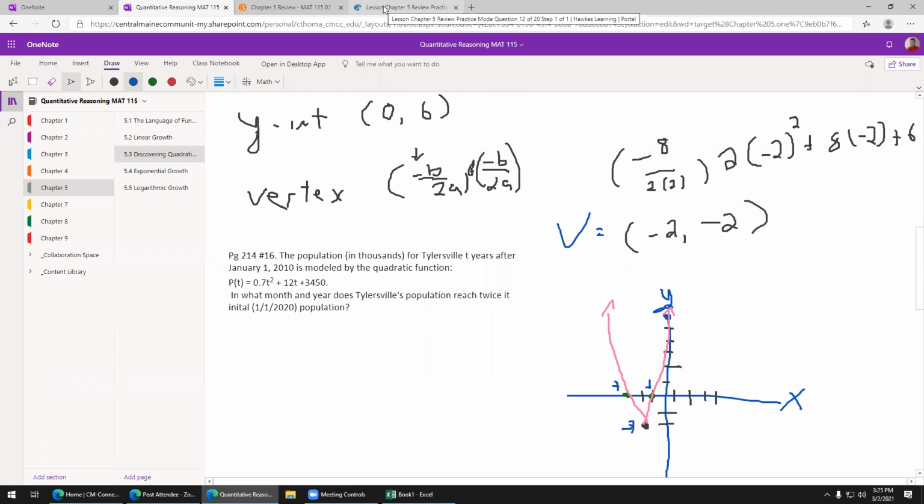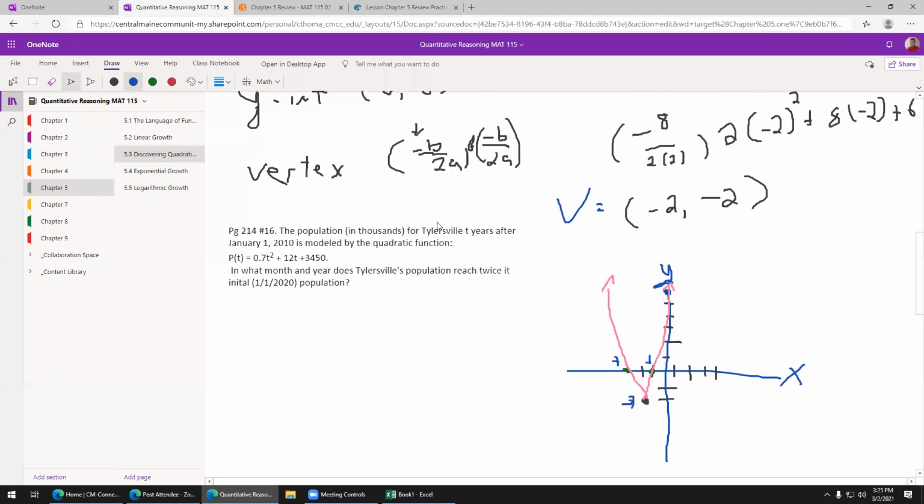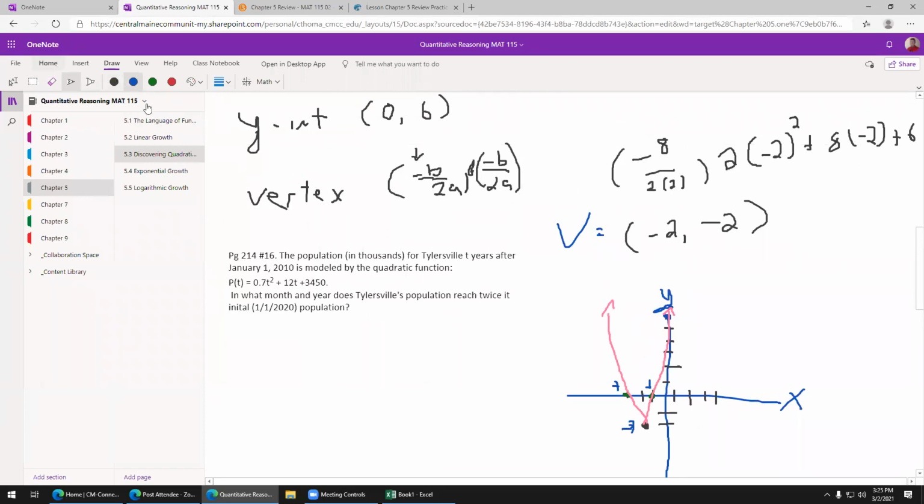Okay. All right. So a problem that was asked to do today was on page 214, number 16 in the book. And this is a tough problem. So it took me a minute to wrap my head around. There's not one like this in Hawks, but it is a good problem.